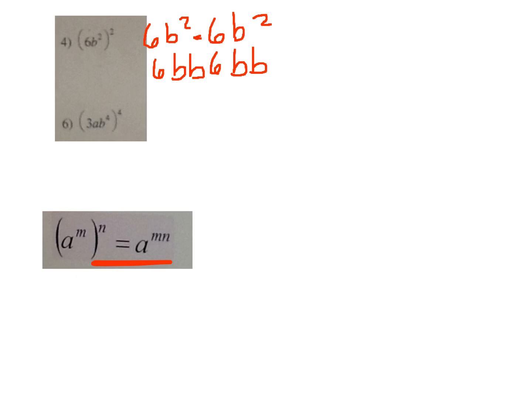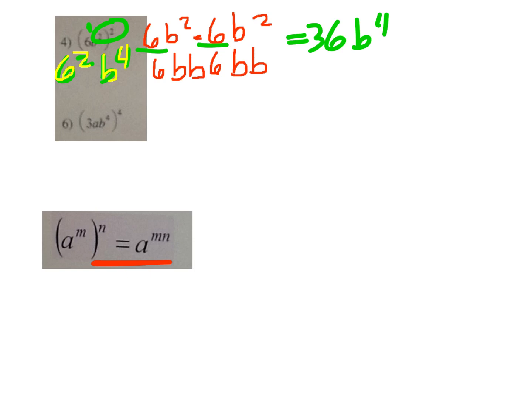Here's a couple more problems, and again, here's our rule down here. So what does number 4 look like? We have 6b squared times 6b squared, or 6 times b times b times 6 times b times b. So we are going to have 6 times 6, which is 36, and we're going to have b to the 4th power. Now if we use the rule, this would be 6 to the 1st power, right? So we'd have 6 squared b to the 4th, because we'd multiply those two together. So 6 times 6 is 36, and b to the 4th power.